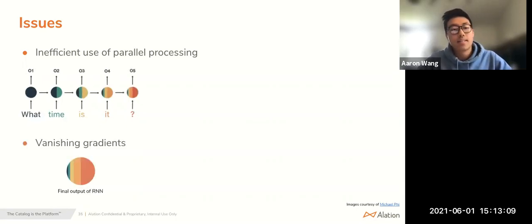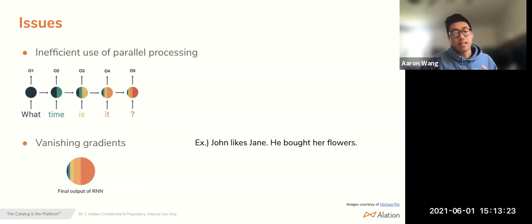The next issue is vanishing gradients. We won't get into the technical aspect of backpropagation through time, but the main idea is the following. Take an example: John likes Jane, he bought her flowers. If we look at the word "he", according to our RNN, the words most impacting its contextual meaning are the words closest to it. So in this case, it would be Jane.